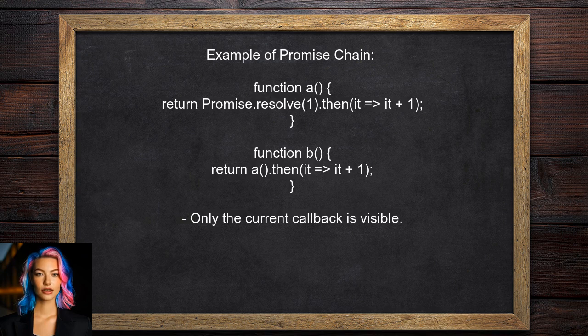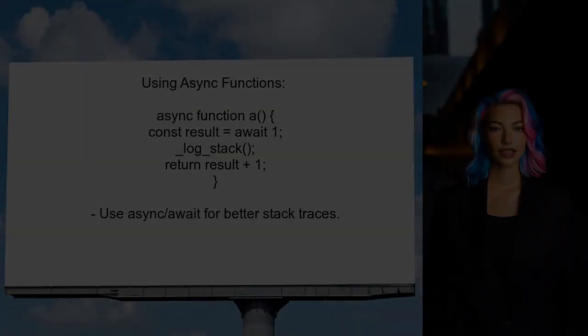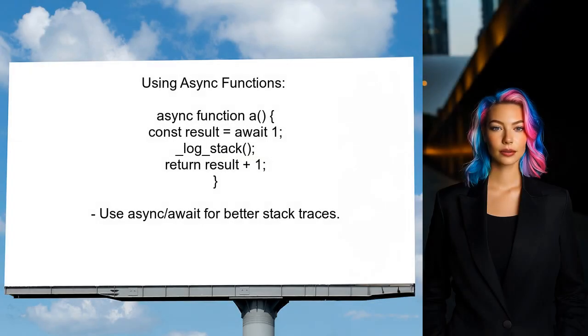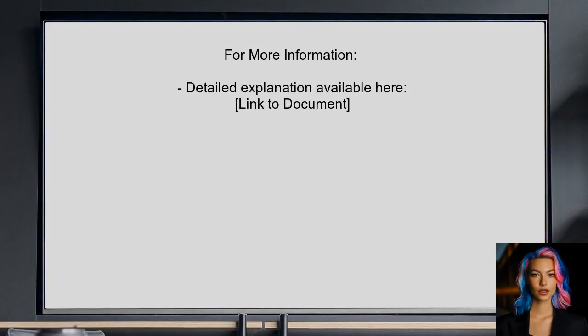However, for async functions that await promises, a proper async stack trace can be generated. To achieve a proper async stack trace, the user suggests using async functions with await. This allows the debugger to show a complete stack trace, which is more straightforward since Node.js version 12. For more details, they provide a link to a comprehensive explanation on the topic.